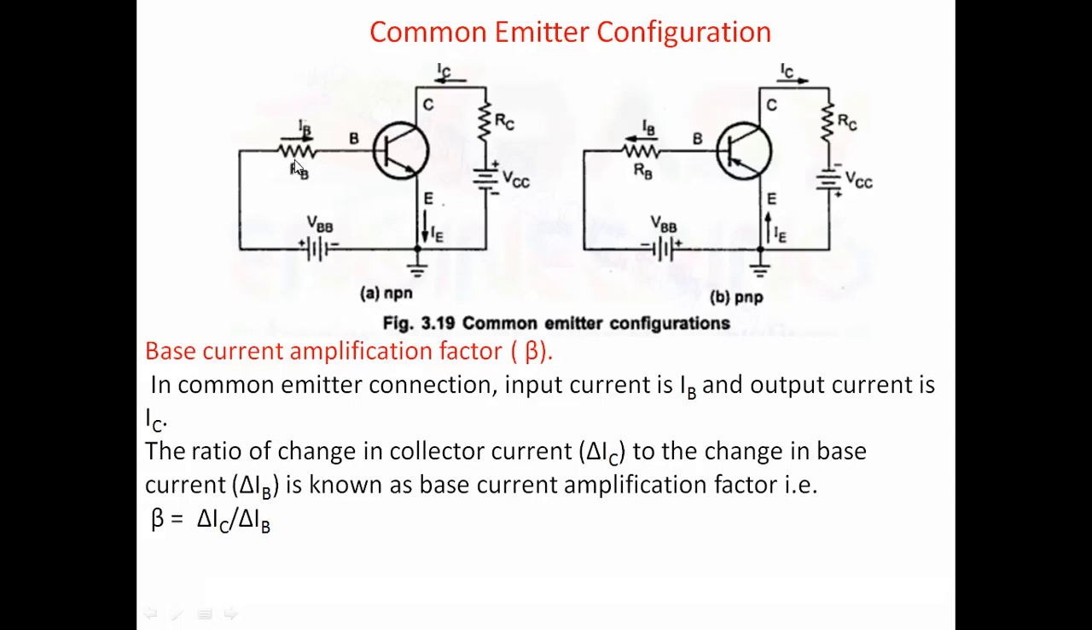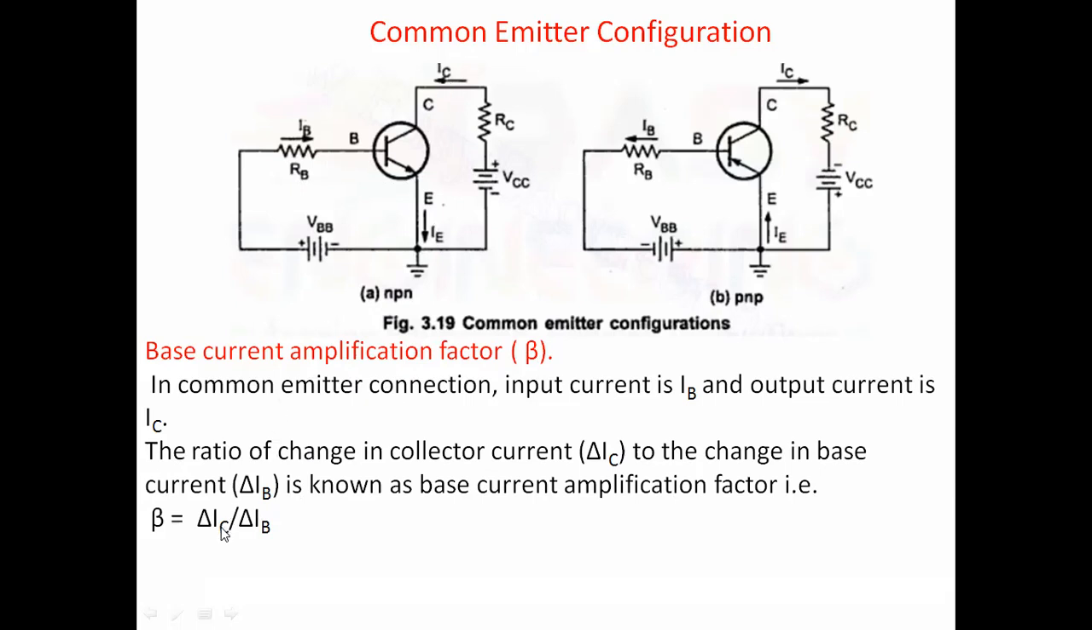The output current is IC and the input current here is IB, because the emitter is common for both the input and output side. We apply the input between B and E, and we take the output between C and E. That's why it is the common emitter configuration. So the amplification factor beta is equal to delta IC, the change in collector current, by the change in base current.